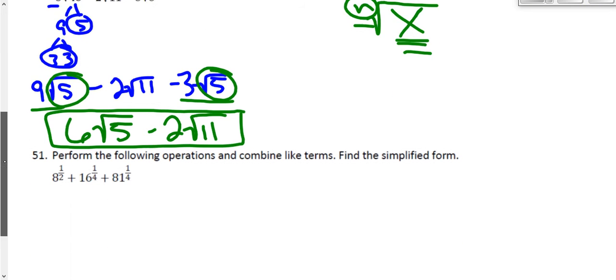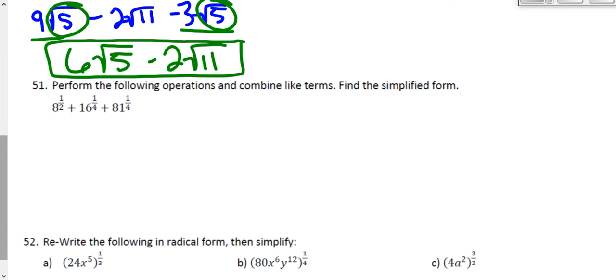All right. Let's take a look at number 51. Perform the following operations and combine like terms. Find the simplified form. Let's see the easiest way to get started here. I think the easiest way to get started is to go ahead and rewrite these as radicals first, just like the previous one is written as radicals, and then simplify and see if we can do anything.